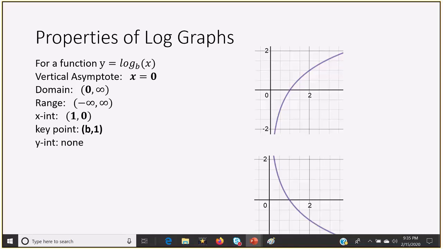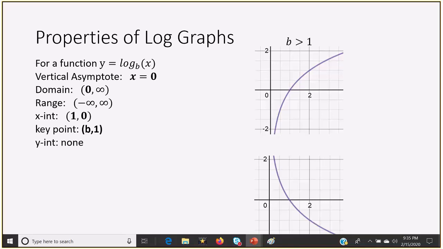Up to this point, every parent function we've seen has 2 or 3 key points. This one's only going to have 2 because you start to get really weird values from there. But you could figure out another one by just plugging in a point. And then your y-intercept is going to be none unless you transform your graph a little bit, because that makes sense. Your vertical asymptote is x equals 0, so there should be nothing crossing your y-axis.